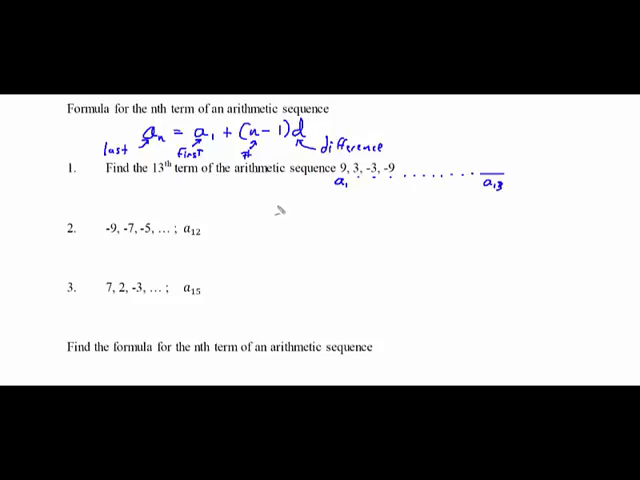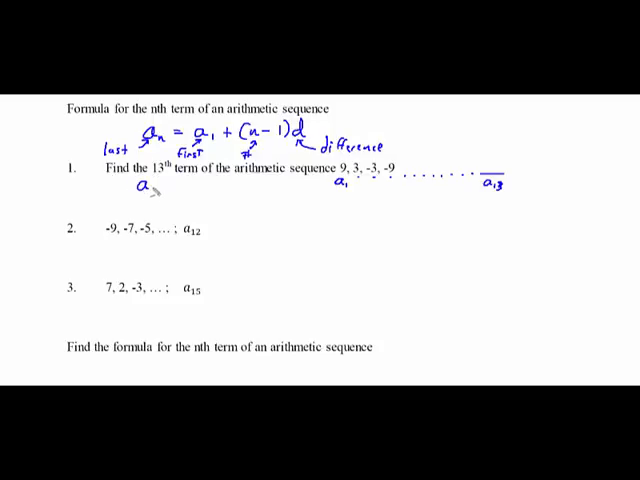But what I want to do is actually use this formula up here to find it, because on the test I may not ask for the 13th term. I may ask for the 113th term or the 1013th term. So it's important to know that we're not going to be able to list out all of these numbers. We're better off using the formula.